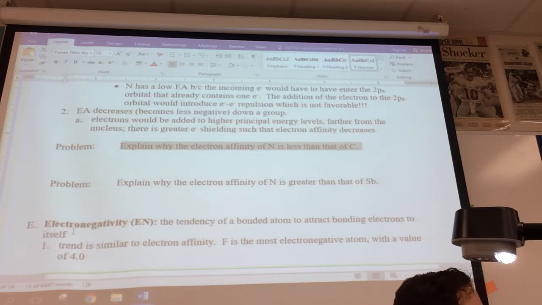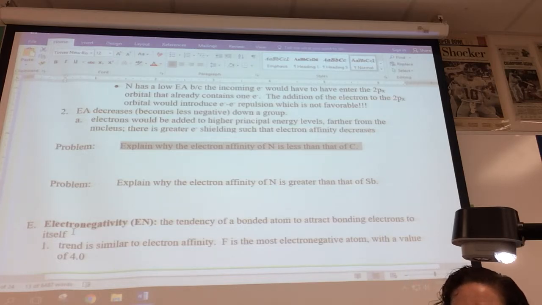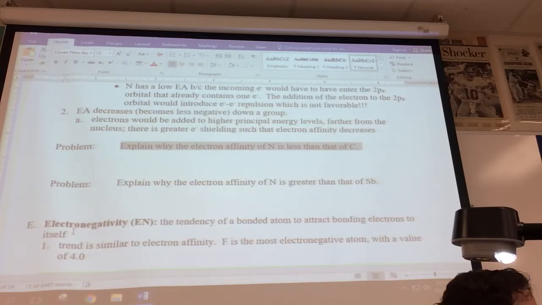I'll briefly explain electronegativity and we'll wrap it up. I do have a POGIL packet for you that deals with the trends. Unfortunately, we're not going to hit ionization energy today, but you saw it last year.